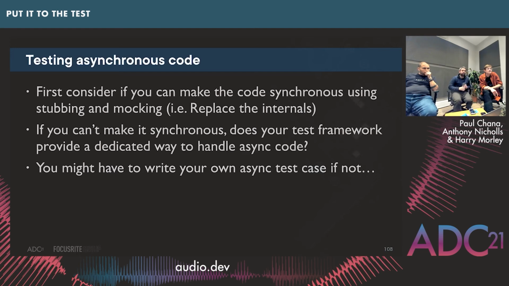First, consider if you can make the code synchronous using stubbing and mocking and replacing internals. Did you put this? Yeah. So that's something that we've done in places. If your code fires off a thread and you have to wait for that to come back, do you actually need it to be running from a thread, or could you pull the internals of that out and test the internals? If it's a bit of code which calls out to a server, and then when the server response comes back, it comes back to you, do you actually need that server call to be asynchronous, or could you replace that server call with something that just returns a value straight away?